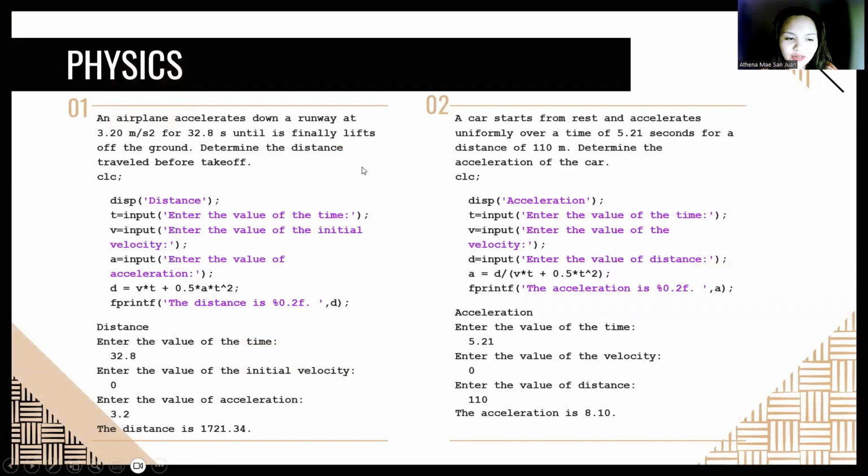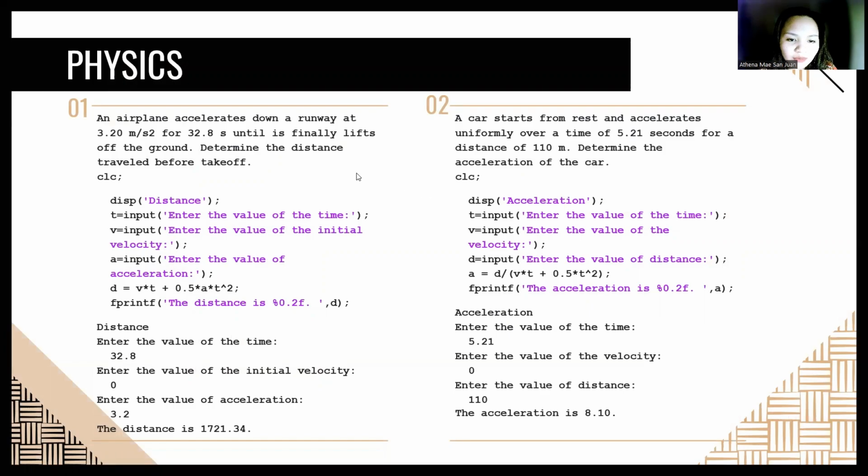Question number 1: an airplane accelerates down a runway at 3.20 meter per second squared for 32.8 seconds until it finally lifts off the ground. Determine the distance traveled before the takeoff.